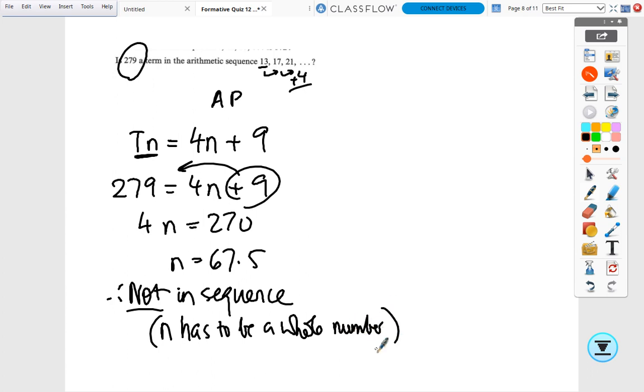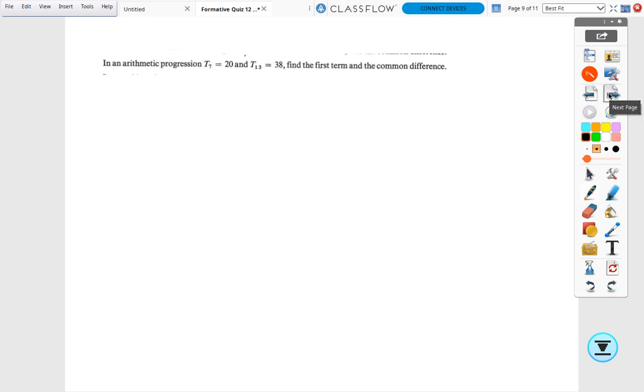Okay, if that number's not a whole number, it's not in the sequence. Okay, come across when you're ready. In an arithmetic progression, T7 equals 20, T13 equals 38, you've got to find A and D. So you may not have done many of these, but we'll just show you in a sec. Pause, and when you're ready, come back.